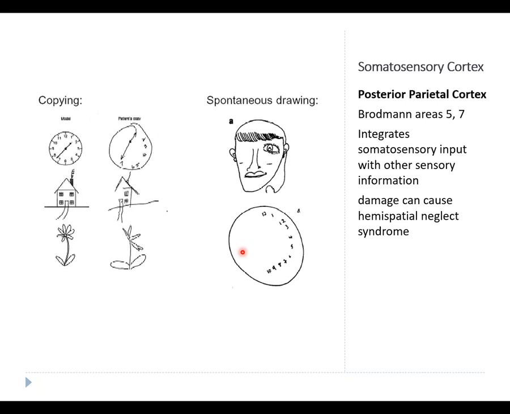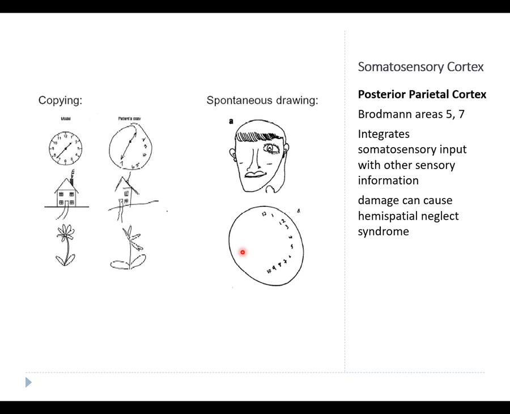But it's not just drawing. So people, men, for example, with hemispatial neglect syndrome will only shave one side of their face. So they'll only shave the right side and leave the left side hairy. Women that wear makeup will only put makeup on the right side, not the other. Sometimes people, as they try to put on clothes, will only put their clothes on one side of the body and not the other. One sock and one shoe. If they try to eat a plate of food, they might only eat the food from one side of the plate.